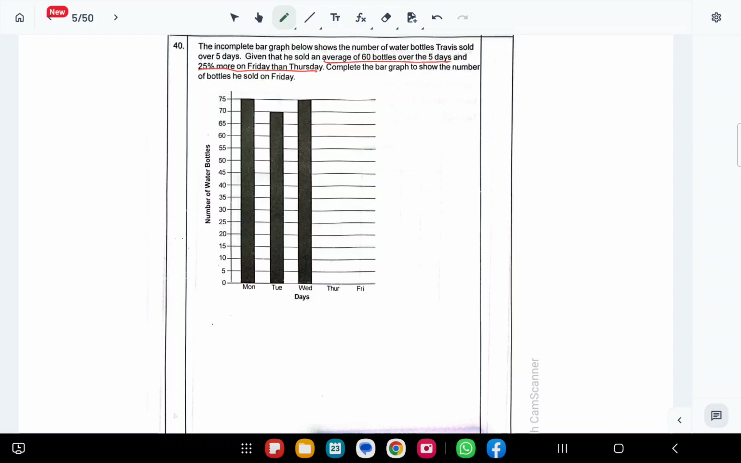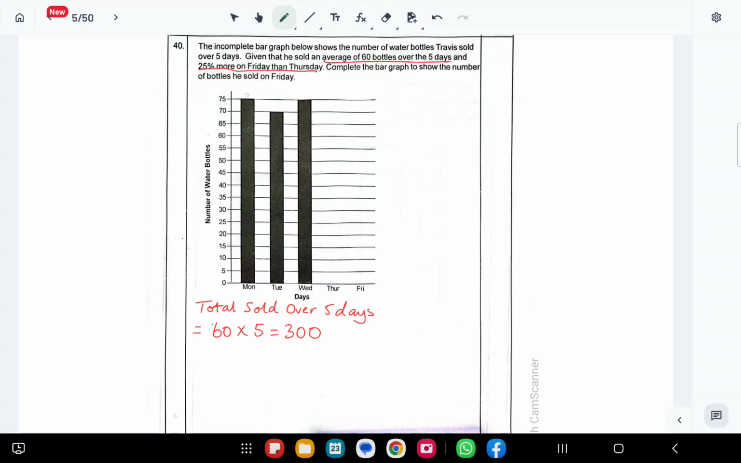Whenever we have to solve for an unknown, when given average, we always find the sum or the total. So let's start with that. So let's calculate the total bottles sold over 5 days. And to calculate the total, when given the mean and the number of numbers, we take the mean, which is 60, and multiply by the number of numbers, which is 5. 6, 5, 30, add 2 zeros. Add 1 zero. So that means 300 bottles sold over the 5 days.